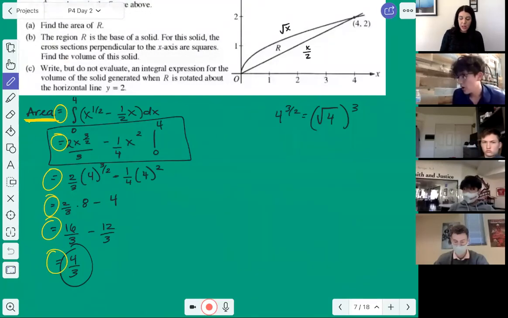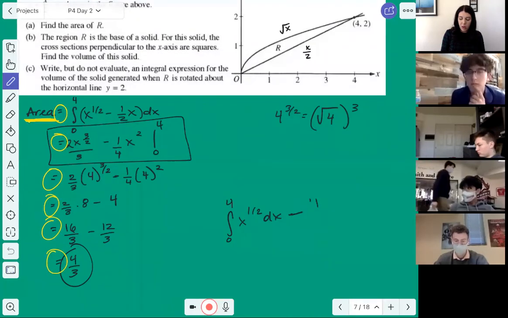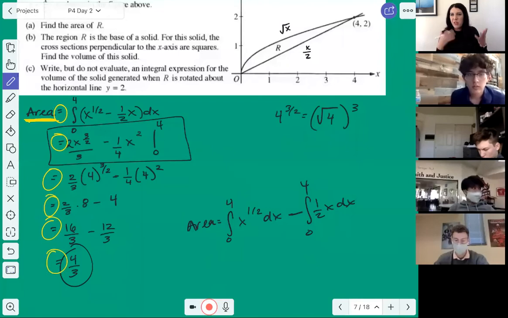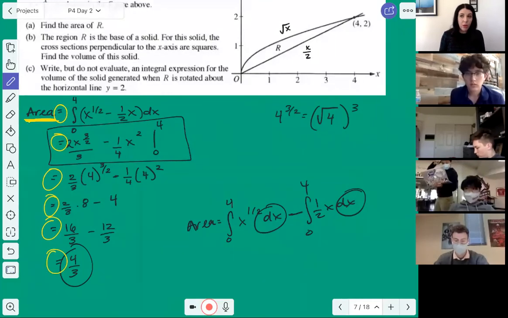So I think what you're saying is you wrote one integral from 0 to 4 of x to the 1/2, and then you have minus another integral of 1/2 x dx, or however you chose to write that. Totally fine if you did it that way. There's no difference really. If that's easier for you, do it that way. Just make sure you have a dx on both. Otherwise, it's worth 0 points. All right, thanks. No problem. Other questions?